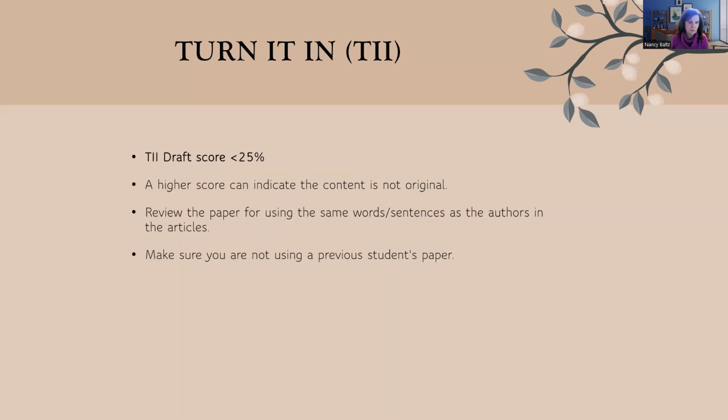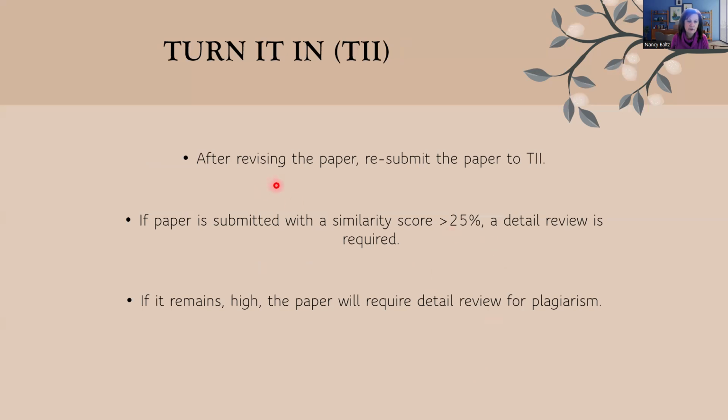A little bit more about Turnitin is, after you revise the paper, resubmit it to Turnitin. In general, if the paper is submitted with a high Turnitin draft score, greater than 25%, a detailed review is required. And if it remains high, this will be sent to the Office of Academic Integrity. You do not want that to happen.